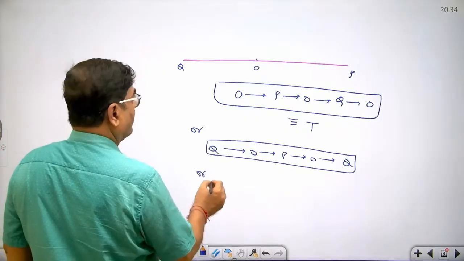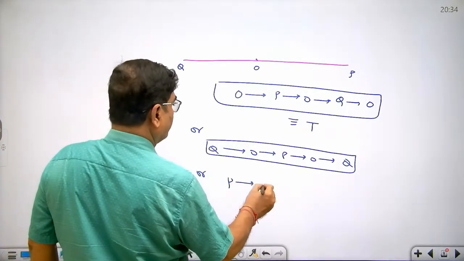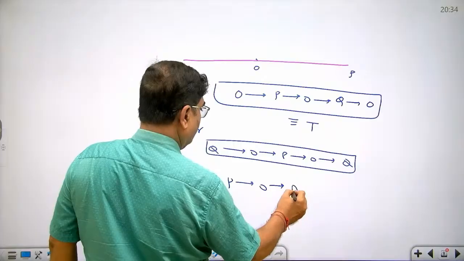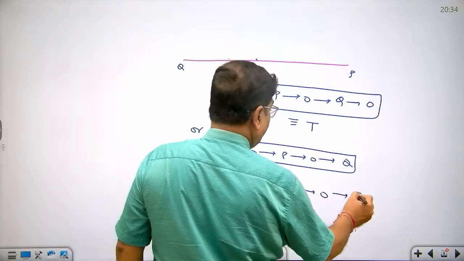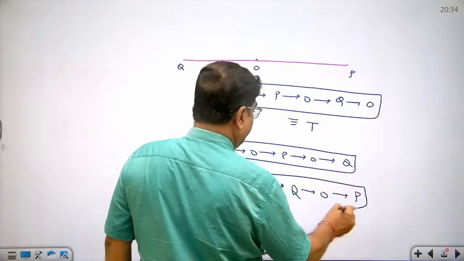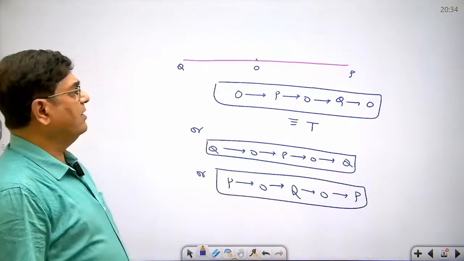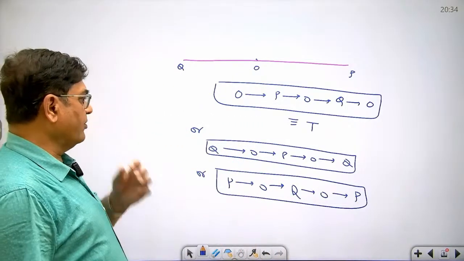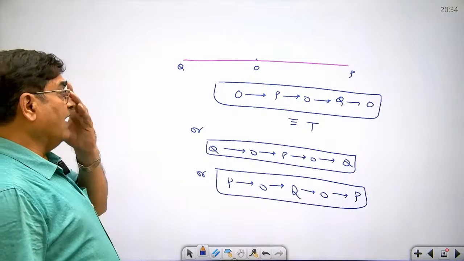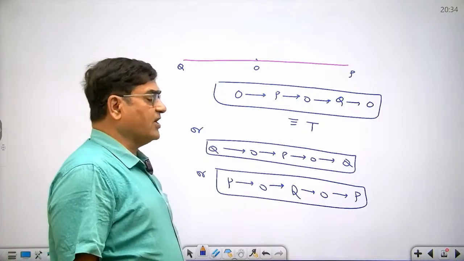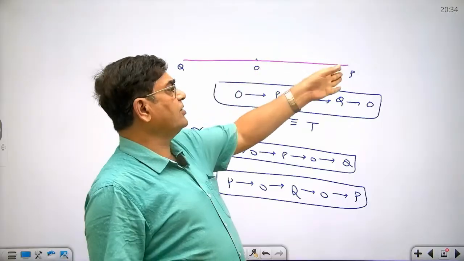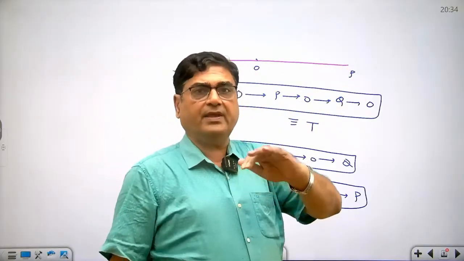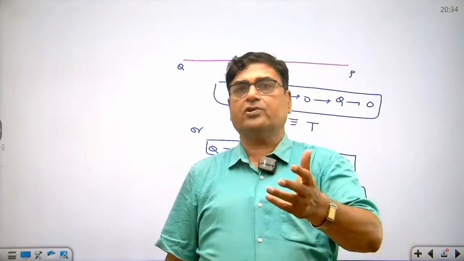Or the particle is moving from right extreme to O, O to Q, Q to O, and then O to P. Right extreme to left extreme and left extreme to right extreme, this is also a time period. But always remember, time period cannot be generally classified as moving from any particular position to any particular position.